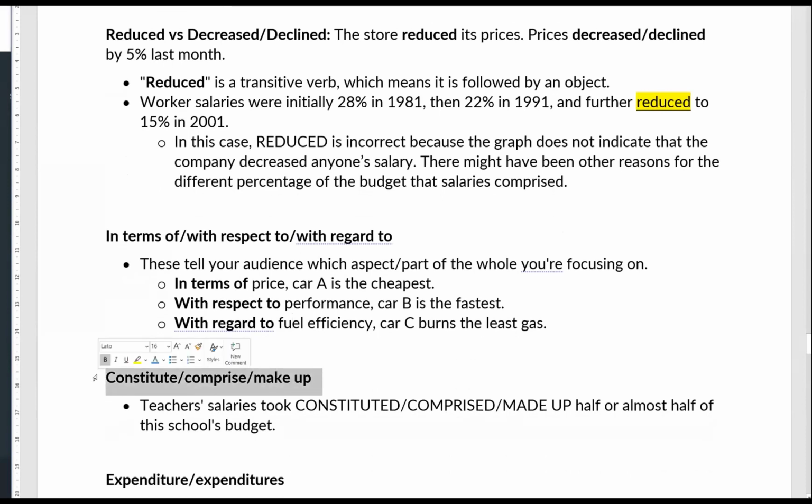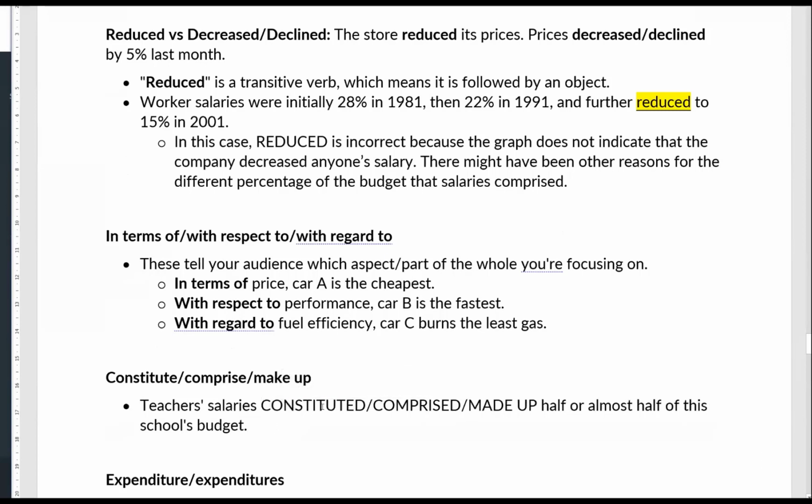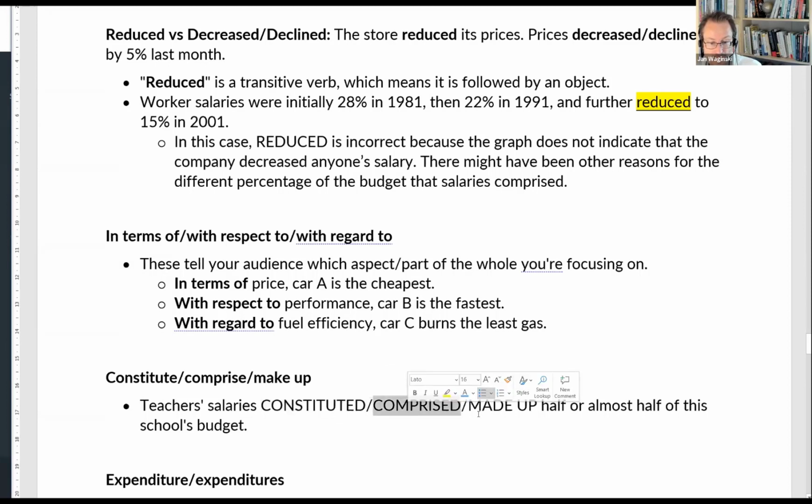These three you need to be using all the time for task 1. They're synonyms. So teachers' salaries. In terms of teacher salaries. Yes, teachers' salaries constituted, comprised, or made up half or almost half of the school's budget. You can keep cycling through these words. Use one, then the second one, then the third one, and go back to the first one if you need to.